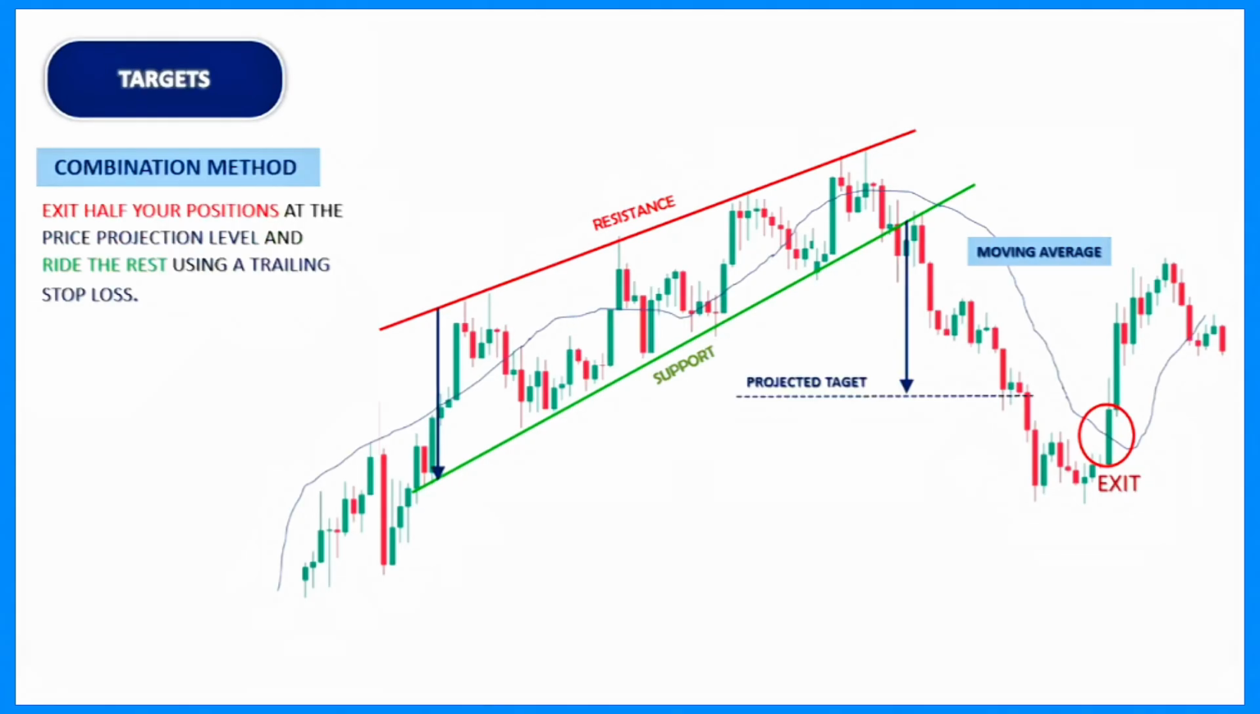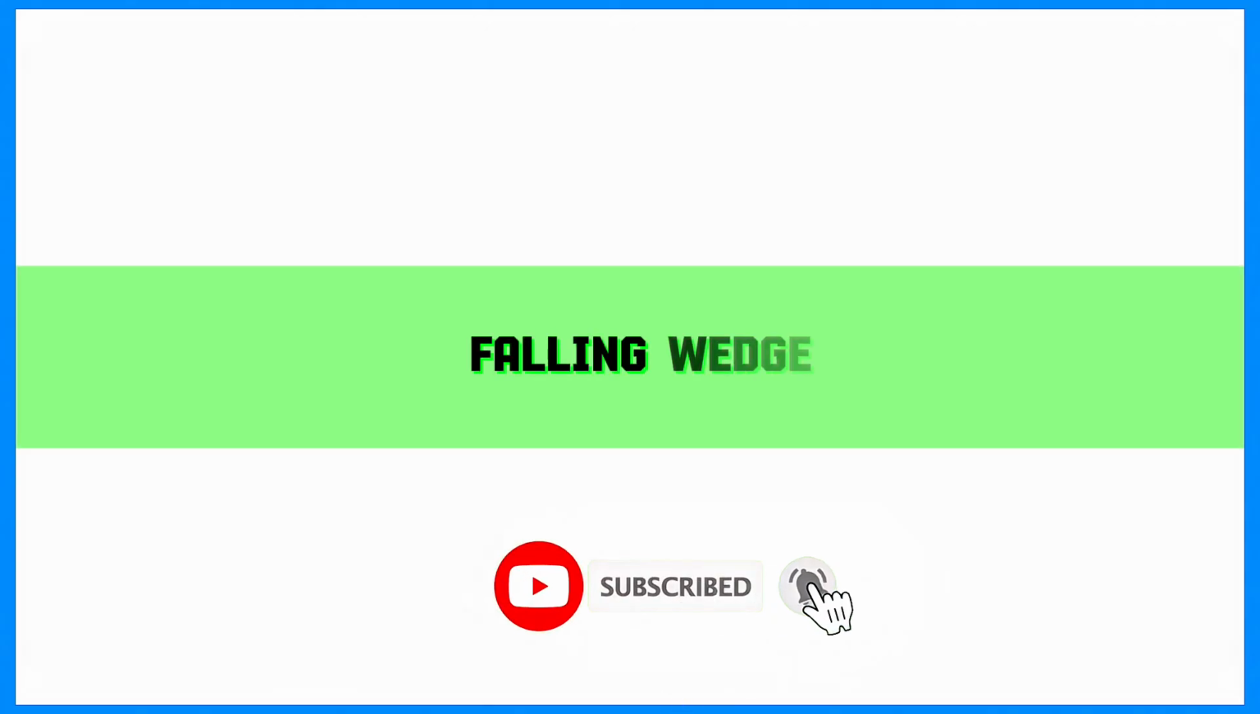It is even better to use a combination of two methods. Lock partial profits using the price projection target, then trail the remaining position using a stop loss method. This way, you protect your psychology and avoid losing everything in a market reversal. Now moving to the final pattern, the falling wedge.